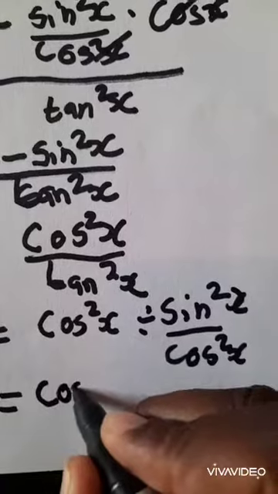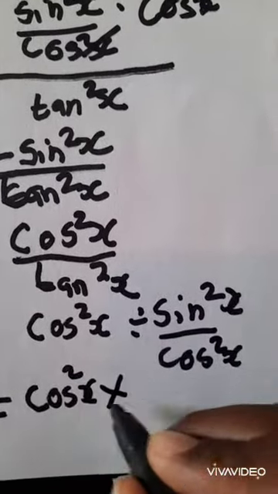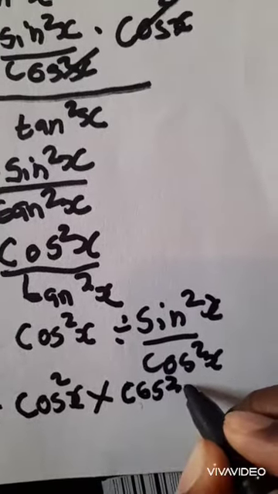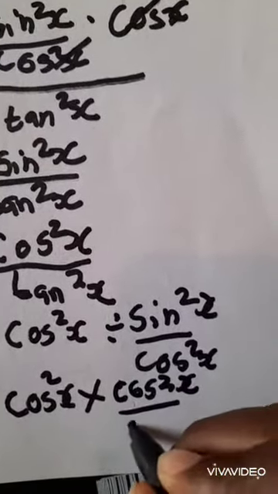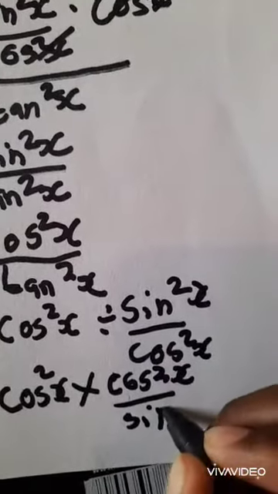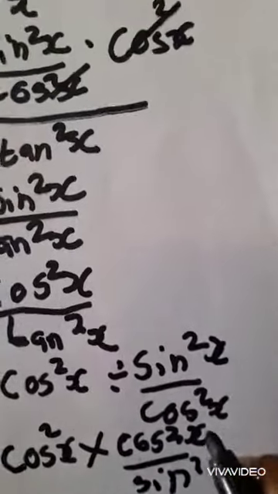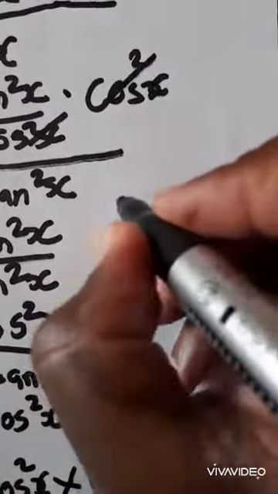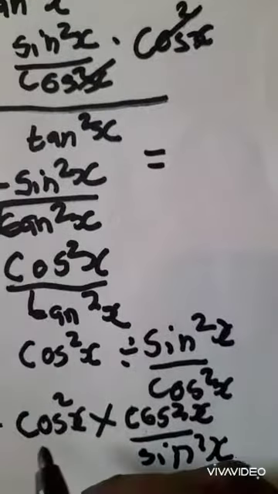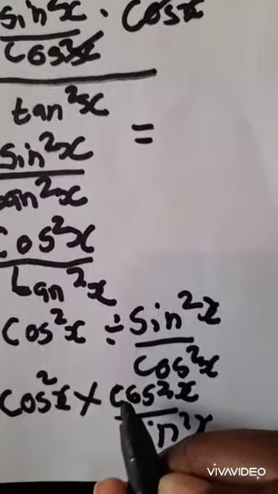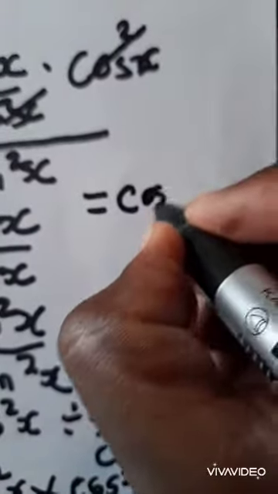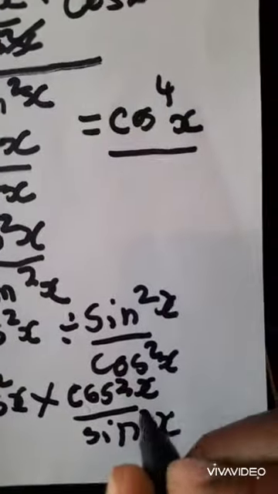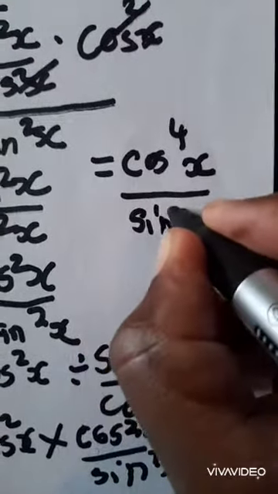From here, what are we going to have? We remember that the inverse of division is multiplication. So we are going to have cos squared x multiplied by cos squared x, divided by sine squared x. Because of space, I shall continue here. Cos squared x multiplied by cos squared x will be cos to the power of 4x divided by sine squared x. So we have proven this.